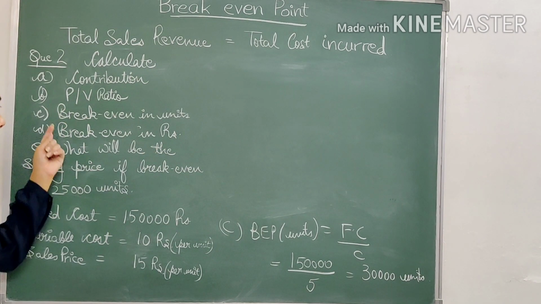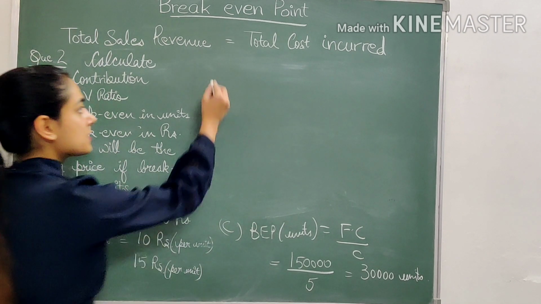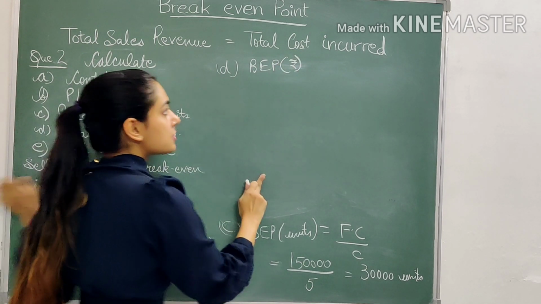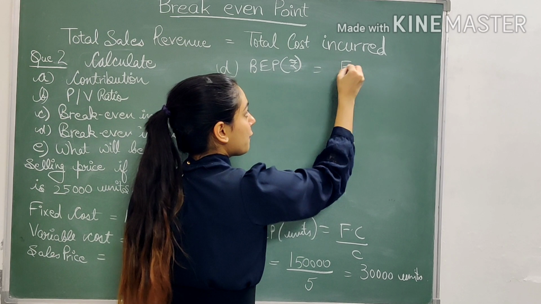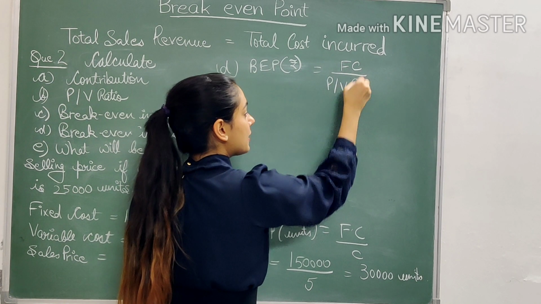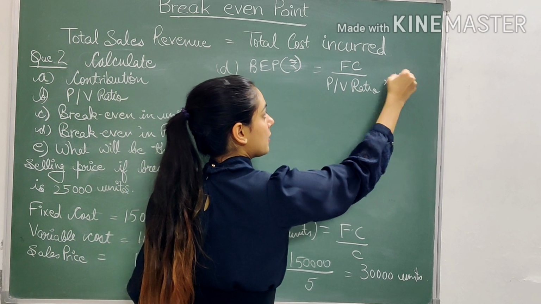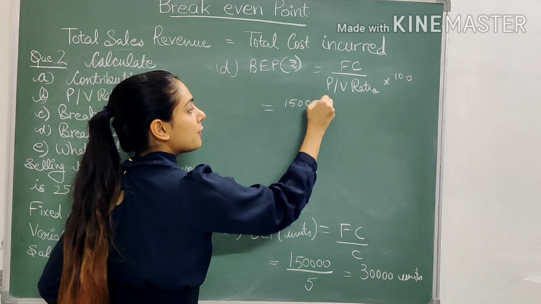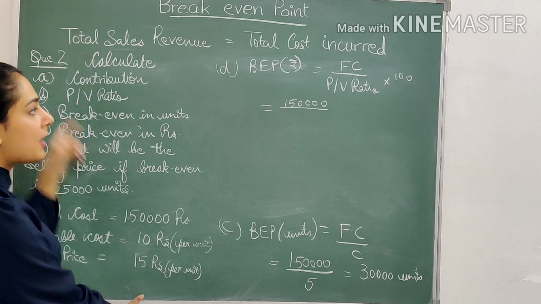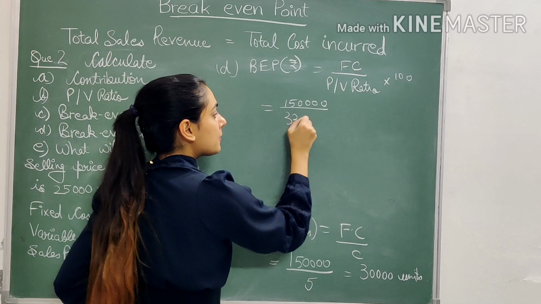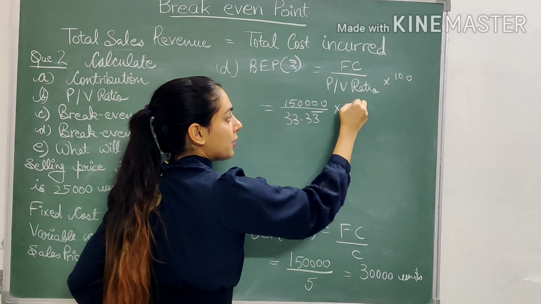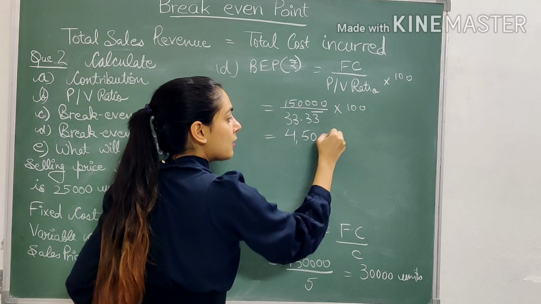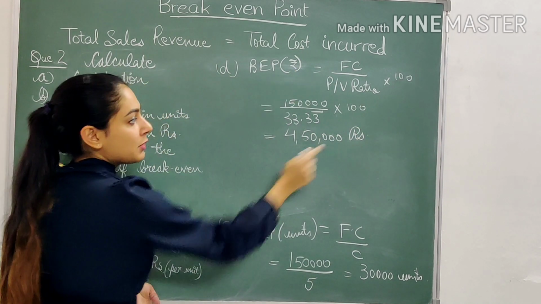So next is part D, in which we have to calculate break even in rupees. To calculate break even point in rupees, we have just done a formula that it is fixed cost upon PV ratio into 100. So the fixed cost is 1,50,000. We have recently calculated the PV ratio in part B, that was 33.33 approximately into 100. So we just want an approximate answer. This comes out to be 4,50,000 rupees. Obviously the answer will be in rupees.